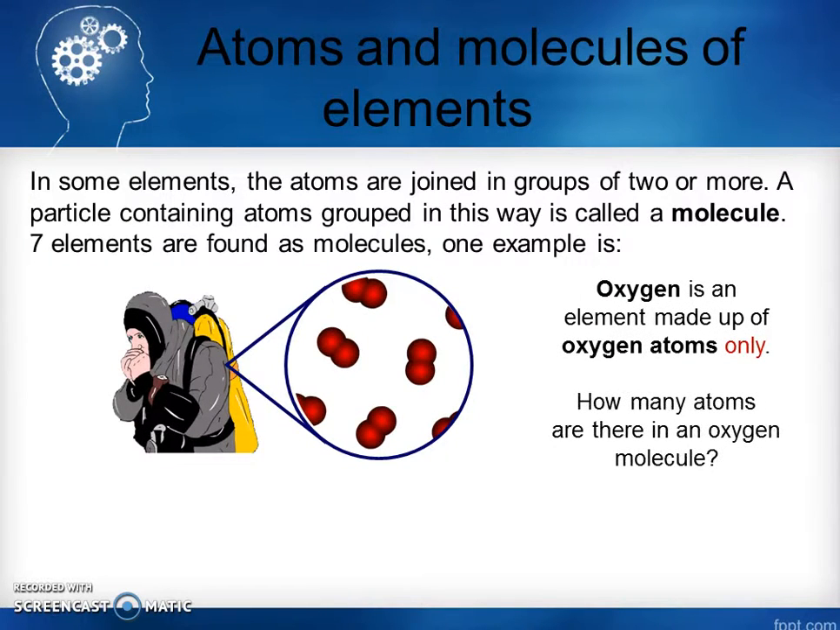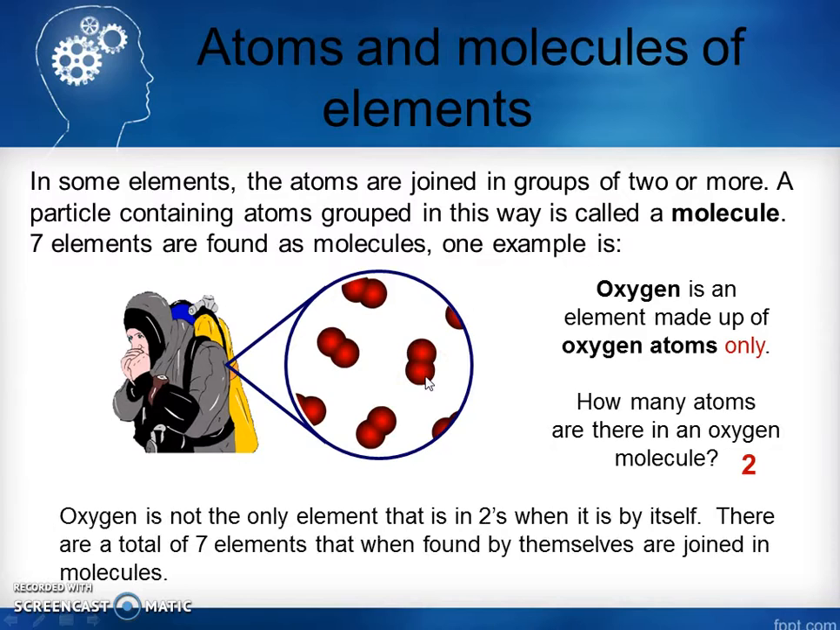Oxygen is an element made up of oxygen atoms only. How many atoms are there in an oxygen molecule? So if we go over here, we can see 1, 2. Oxygen is not the only element that is in 2s when it's by itself.